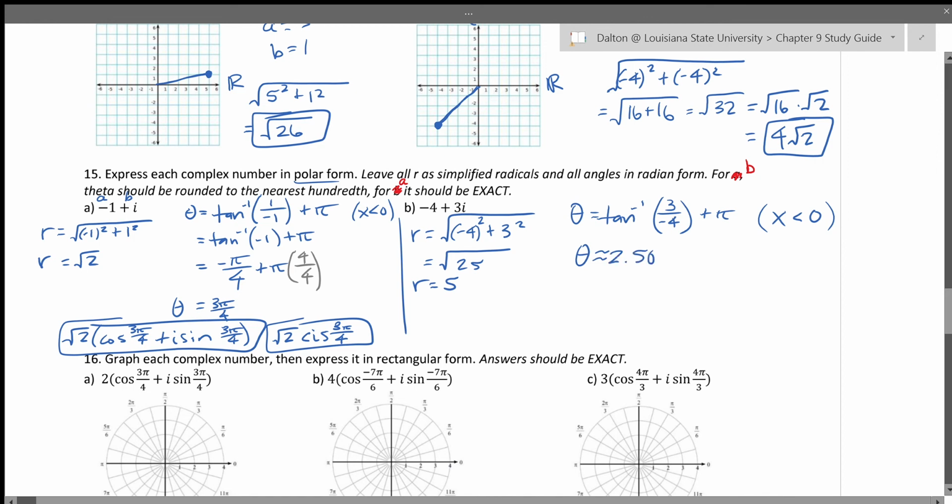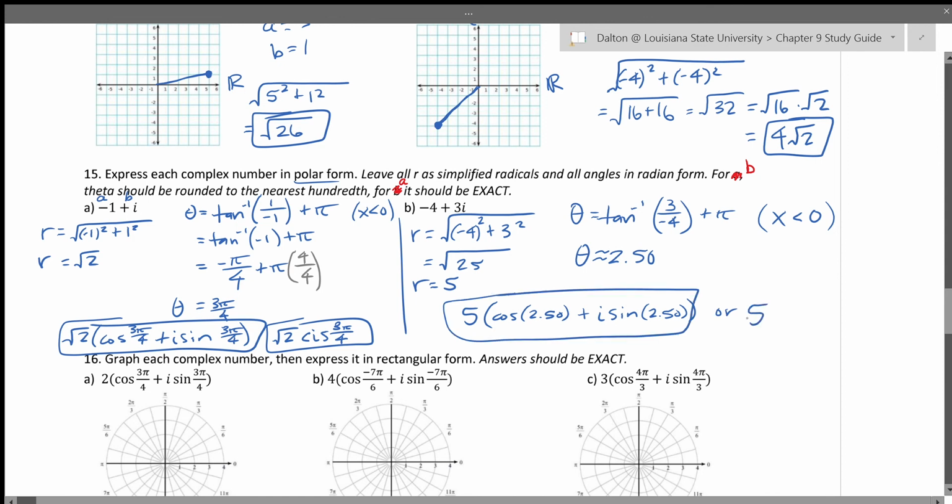So writing your answer in polar form would be 5 times the cosine of 2.50, or you could just put 2.5. I'm not going to take off points for sig figs. Plus i times the sine of 2.50. Or if you write it abbreviated, it would be 5 CIS of 2.50. Either one of those answers would work.